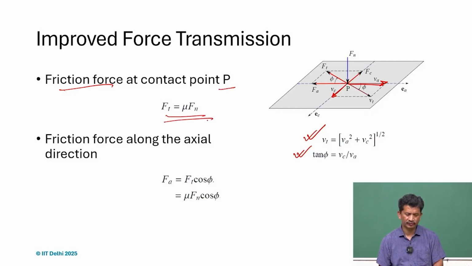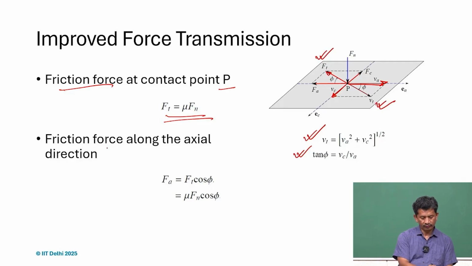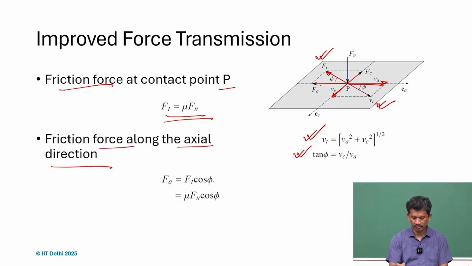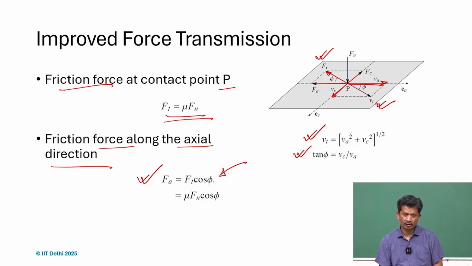Ft is still the same, the friction force mu Fn. The only thing is that the direction has changed, right? So it's opposite to your Vt. If we try to see the friction force along the axial direction, this is Fa, that is the component along the axial direction, which is nothing but the cosine of the net friction force Ft. And if we substitute, we realize that it is mu Fn cos phi.